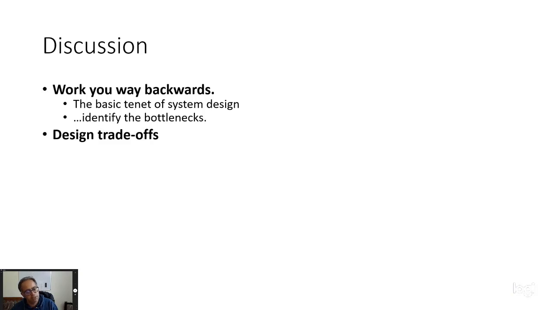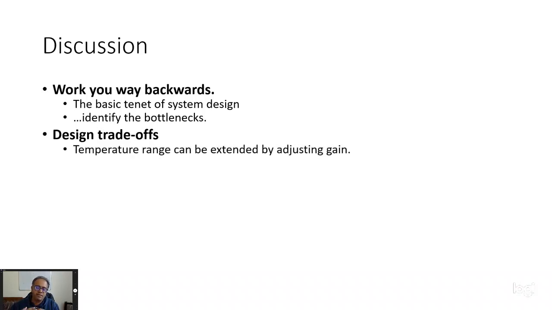Then the other thing that we are seeing here is design trade-offs. This is like the bread and butter of engineers. There is always a trade-off. You cannot get everything. What I mean by design trade-off here is that you can in principle extend the temperature range. I limited the temperature range to 0 to 40 degrees Celsius because that was the range over which I was able to comfortably adjust the temperature of the Peltier, and I could illustrate the essential principles of the system design.